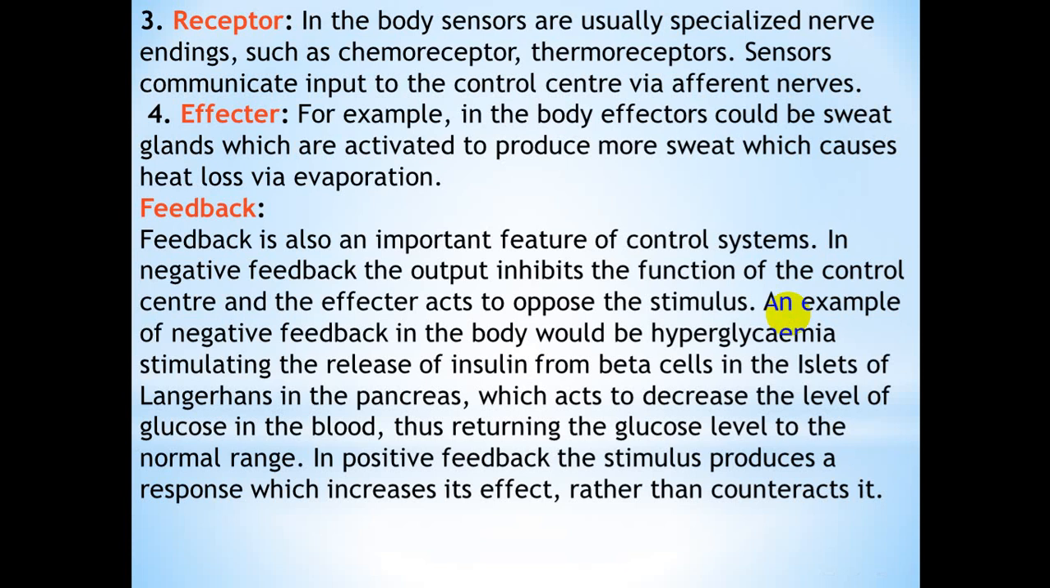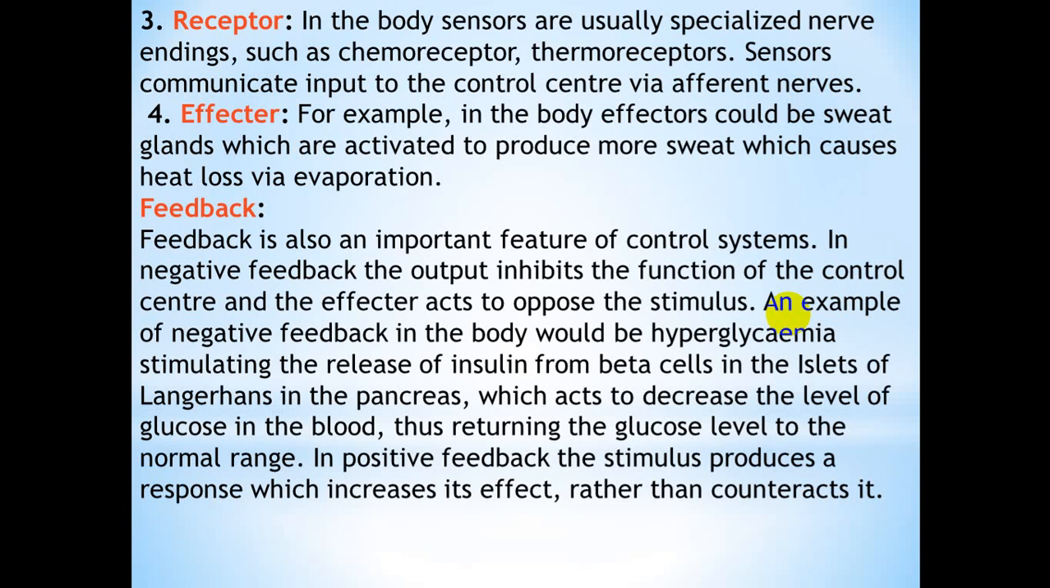An example of negative feedback in the body would be hyperglycemia. Take, for example, elevated blood sugar in the body. It stimulates the release of insulin from beta cells in the islets of Langerhans in the pancreas, which act to decrease the level of glucose in the blood.